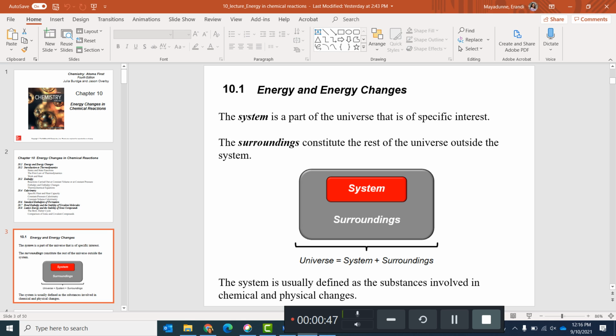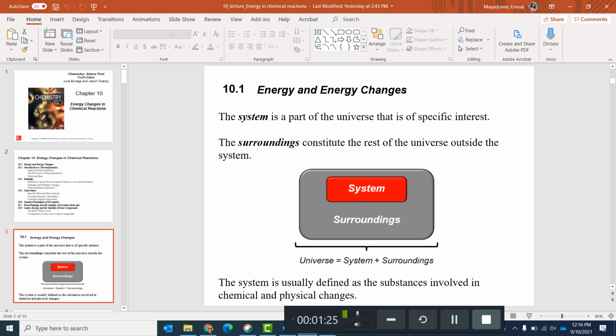So the system is the part of the universe that is of specific interest. If you think about a water bottle, just the water and the bottle itself is a system. Everything else is the surroundings. So basically the system is the part that we are interested in studying for energy changes, and the surroundings are everything else other than the system. In this diagram, you can see the red color is the system, everything else is the surroundings. The universe is the big part which is made out of the system and the surroundings both.